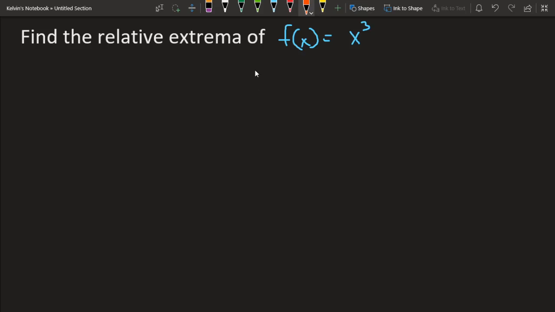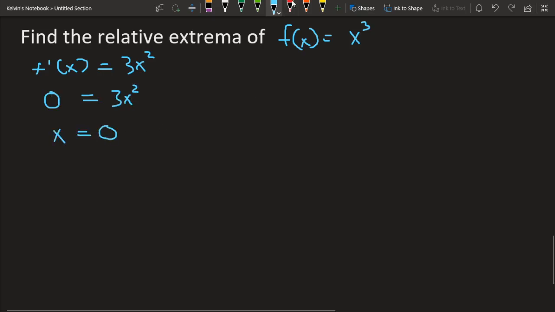So if you took a moment to try this on your own, you might have found something weird possibly, but I'll demonstrate it anyways. So f prime of x, because the first step is to find the derivative, is equal to 3x squared. Now we have to find the critical numbers. So 0 is equal to 3x squared. In this case, x is just equal to 0. This is our critical number right here.